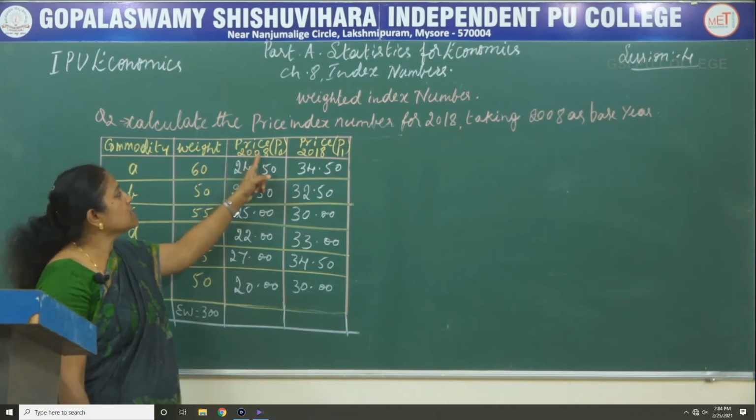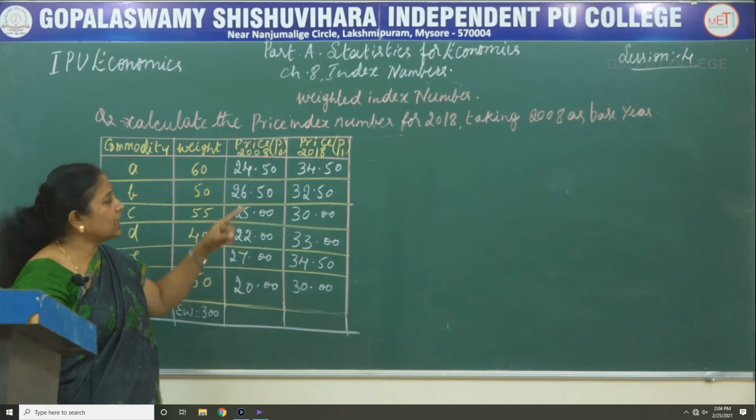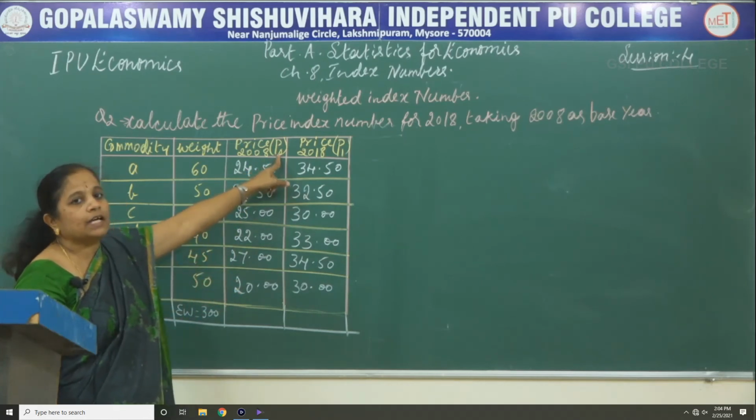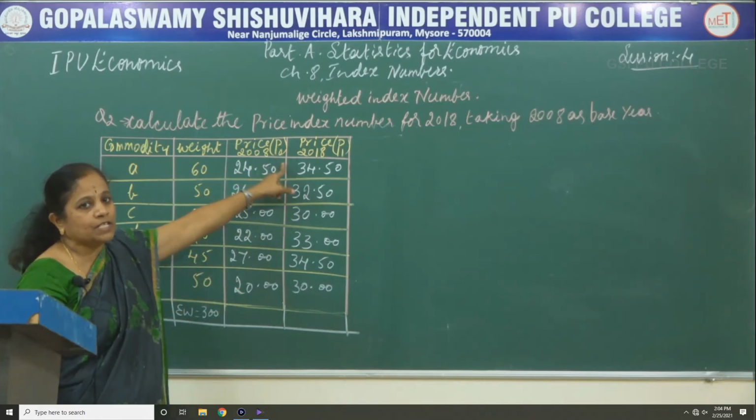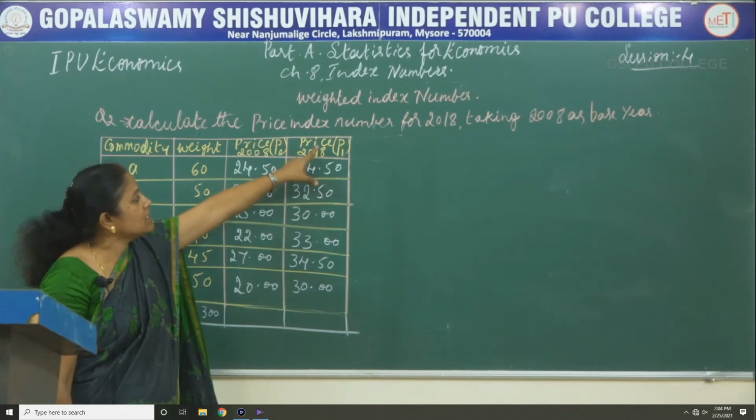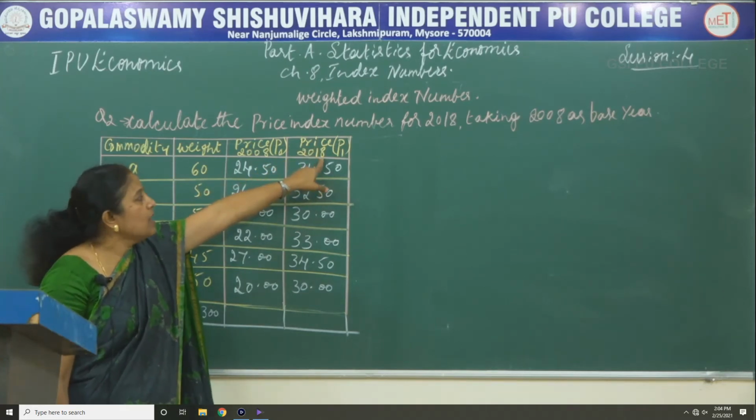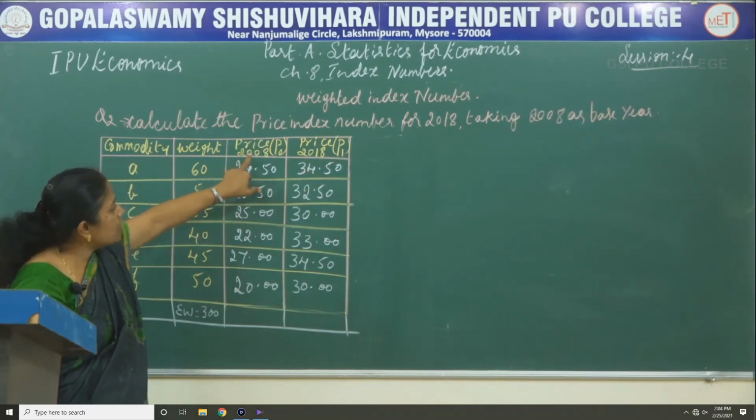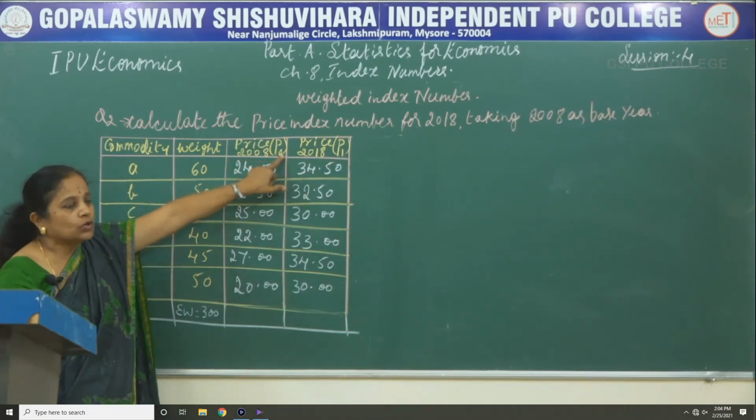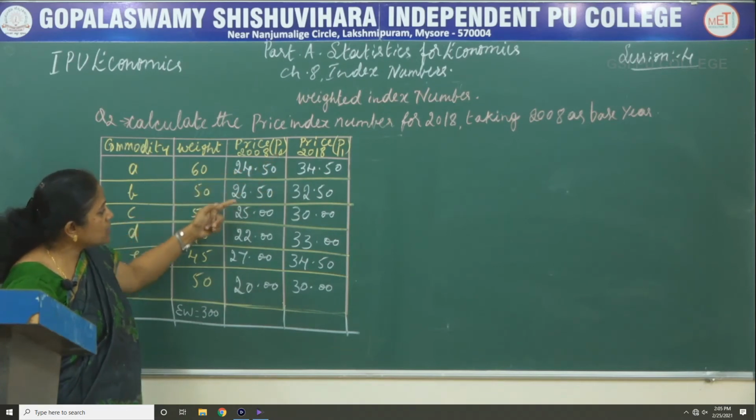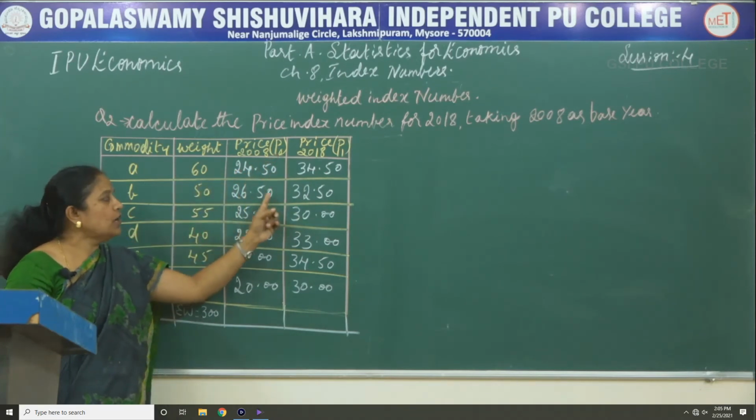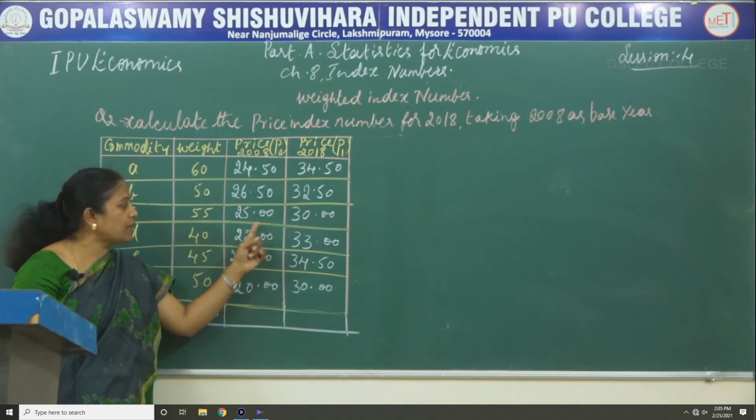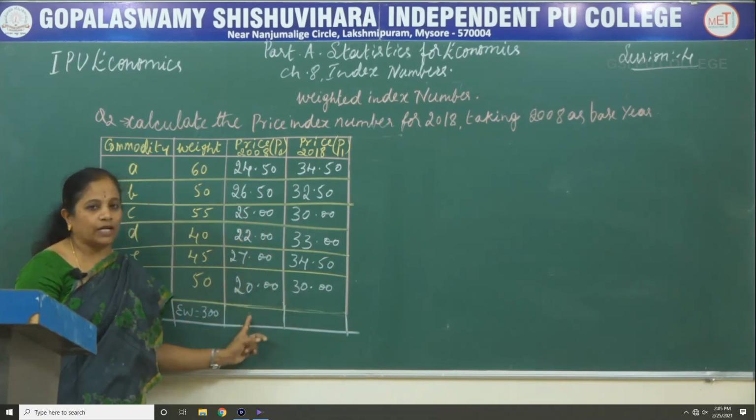Then the price of 2008, that is the base year price. You know P0 is the base year price and the price of the current year is P1. So the price of the base year, that is 2008, is given here. So it is 24.50, 26.50, 25, 22, 27 and 20.